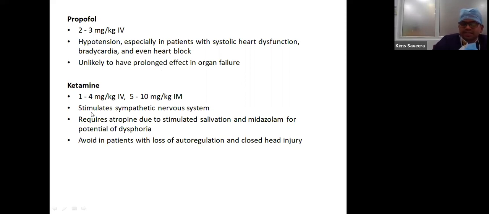And ketamine, 1 to 4 mg per kg IV, and 5 to 10 mg per kg IM, where it causes sympathetic stimulation. We require atropine or glycopyrrolate to reduce the salivation it causes, and midazolam for preventing ketamine-induced delirium. It should be avoided in a patient who has lost autoregulation or has closed head injuries, because it increases the ICP.